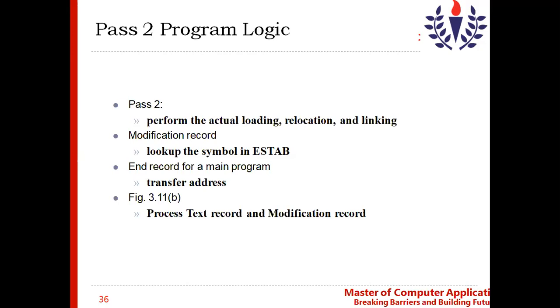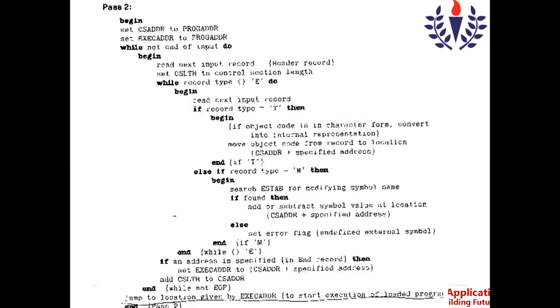So in order to do that, the linking loader has to process two records. One is the text record and the other one is the modification record. So we'll see the algorithm and how exactly this works.